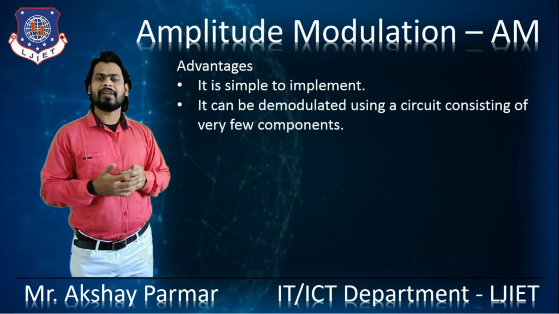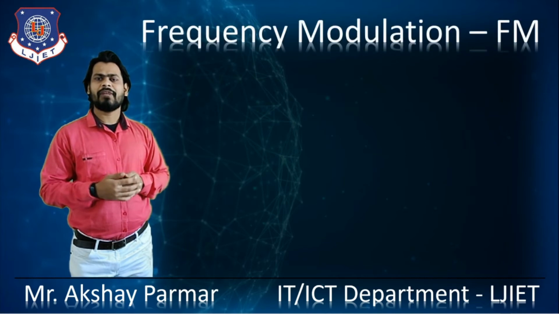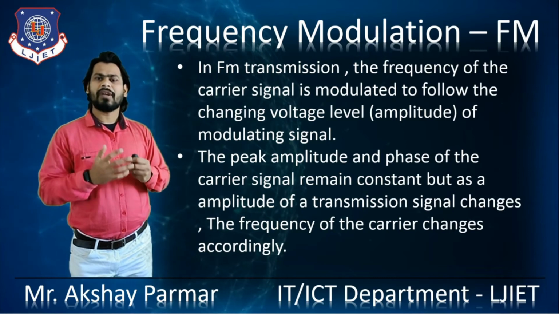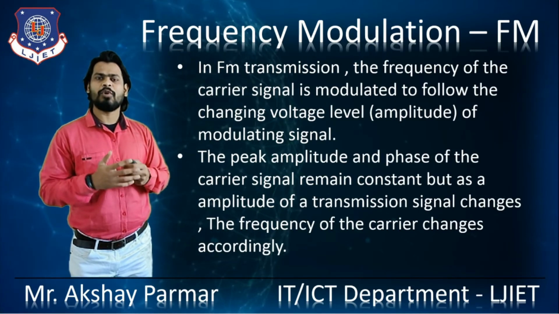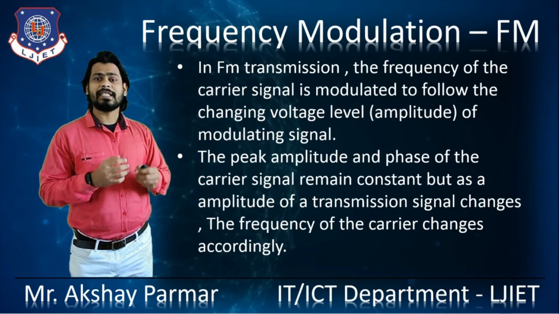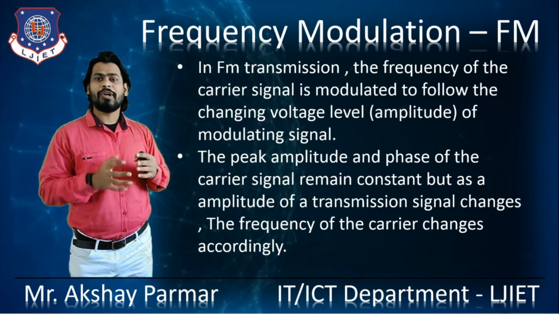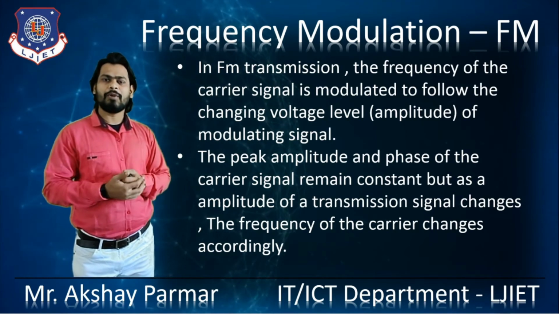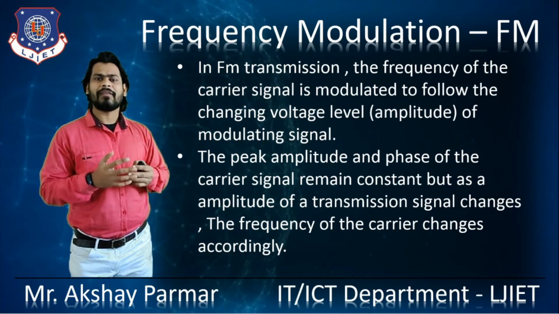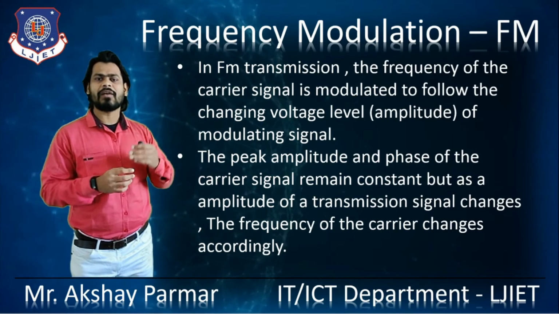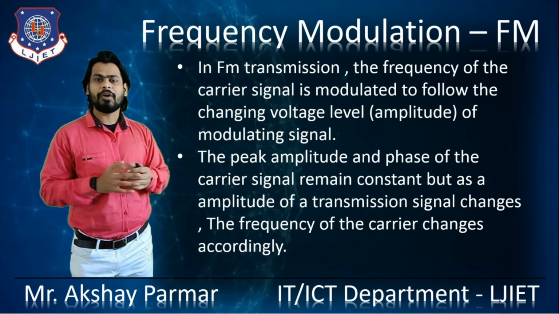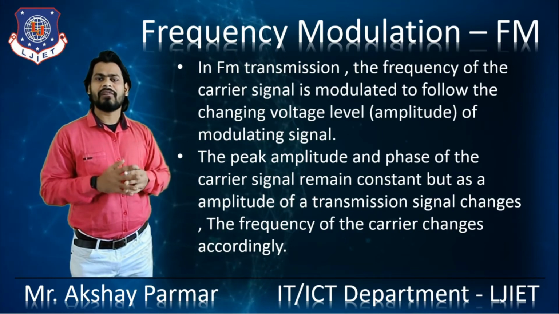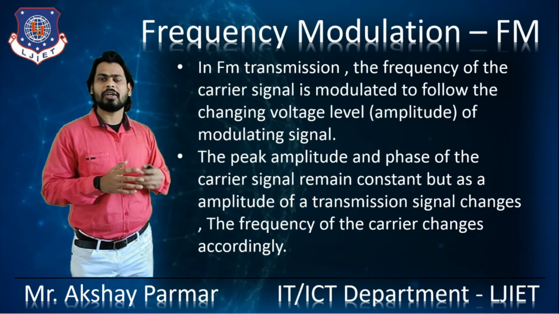After that, let's see frequency modulation. What do we mean by frequency modulation? In frequency modulation transmission, the frequency of the carrier signal is modulated to follow the changing voltage level of the modulating signal. The changing voltage level is the amplitude. The peak amplitude and the phase of the carrier signal remain constant, but as the amplitude of the transmission signal changes, the frequency of the carrier signal changes accordingly.